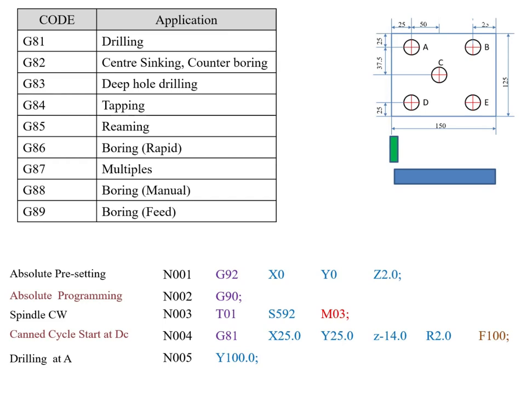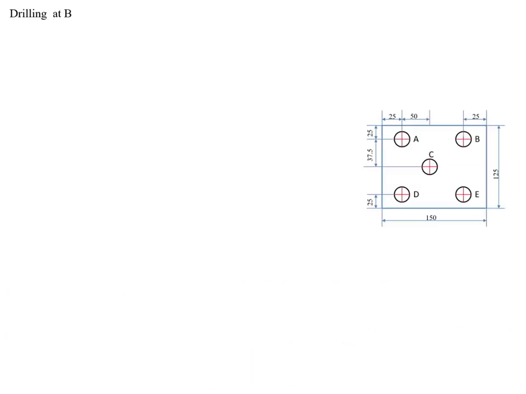Next we have to perform a drilling operation at location C. So my code is N006, X50, Y62.5. Next drilling location is at B. Code is N007, X125, Y125. Next at E. Code is N008, X125, Y25. Here X125 is already given in the previous block. Here we have completed the drilling operations at all the locations.